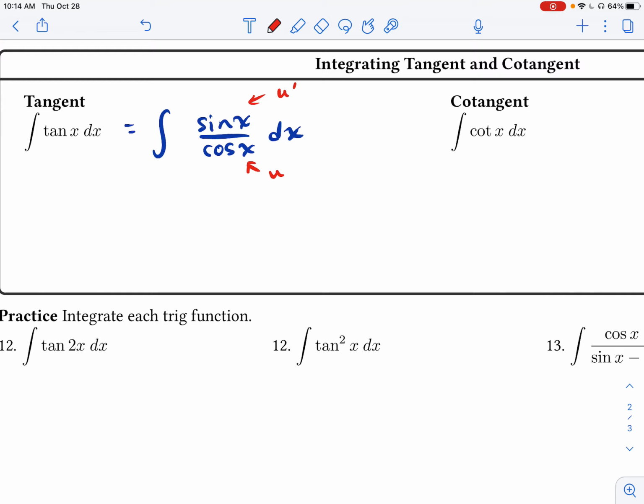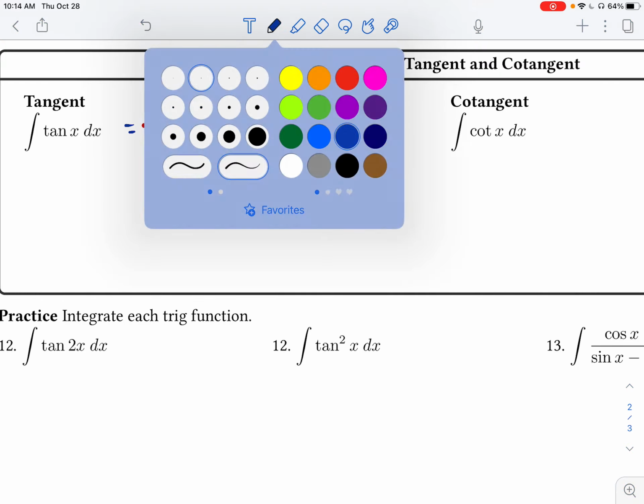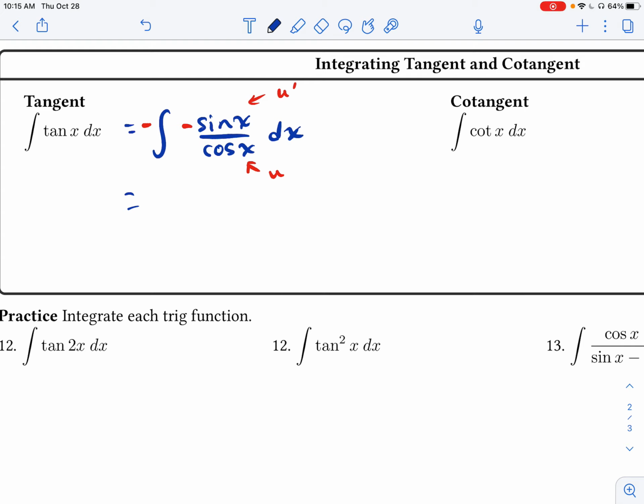All that we are missing is if this were a negative sine x. If this were simply a negative sine x, then this would exactly be u prime over u. Well, that's easy. We can multiply this by -1 as long as we also multiply by -1 here, so we're not really changing the integrand. Now we see that it is indeed u prime over u. So we can then say that the integral of tangent x, which is equivalent to integrating sine x over cosine x, is simply negative natural log, absolute value of cosine x, all of that plus c.